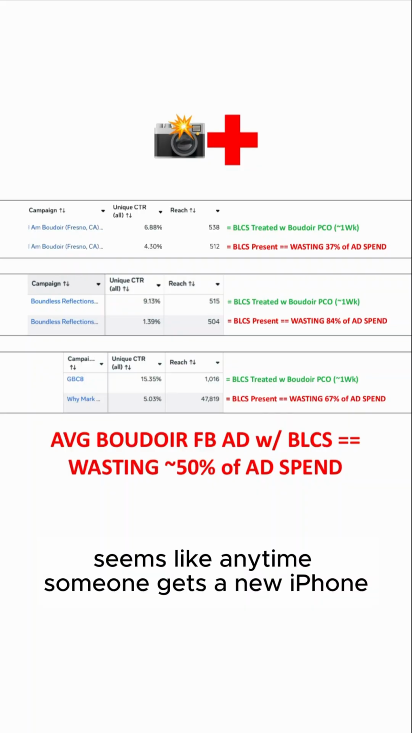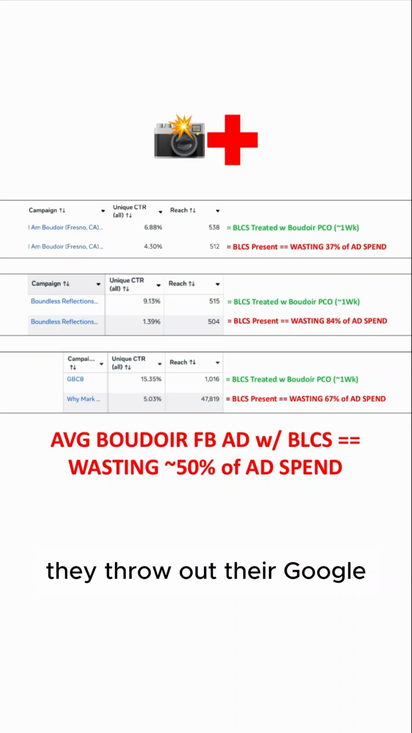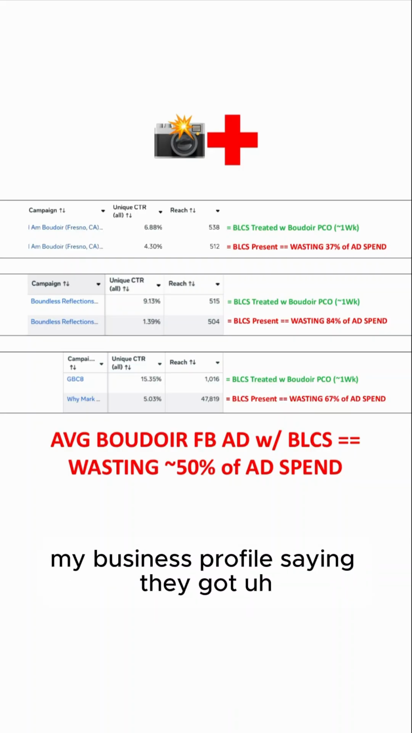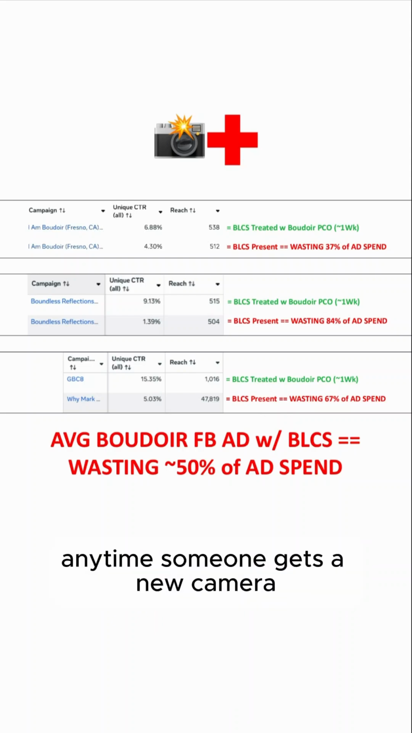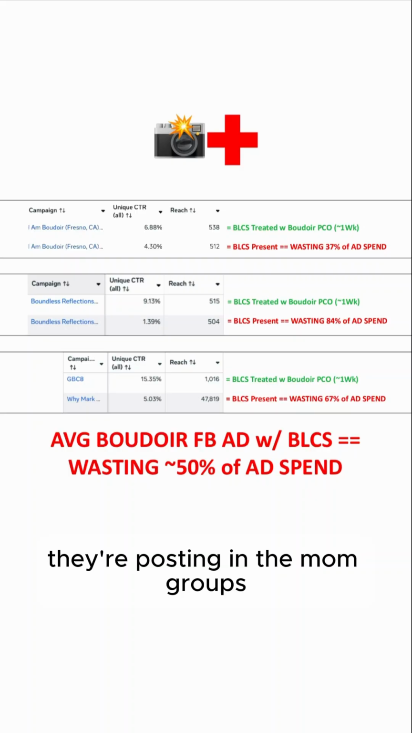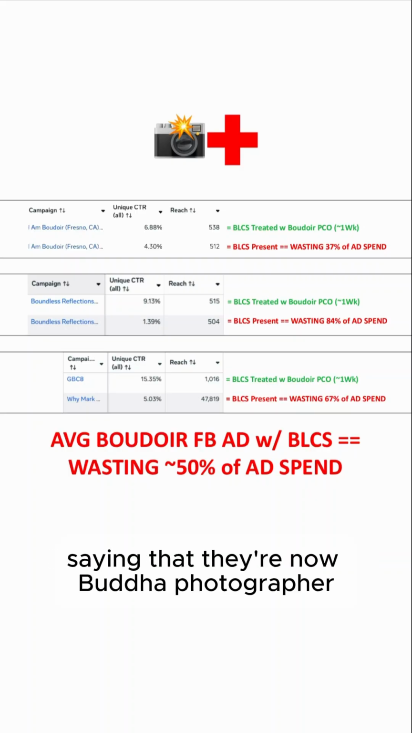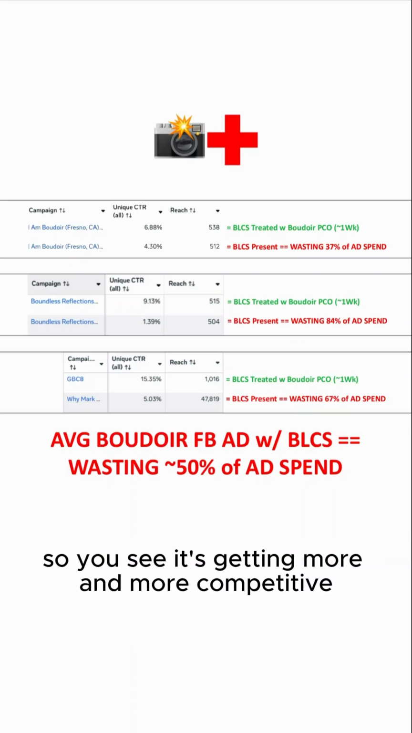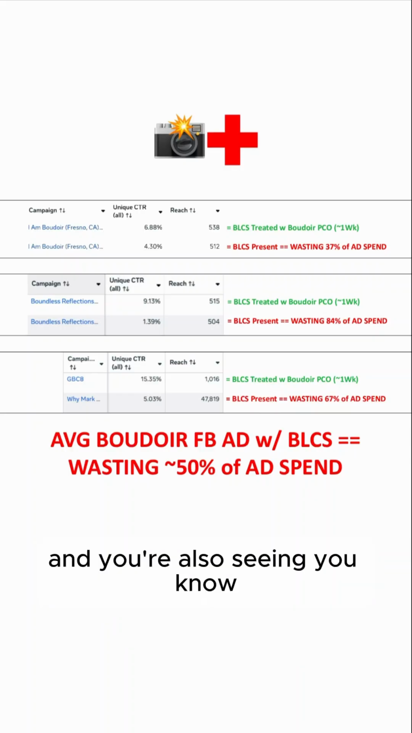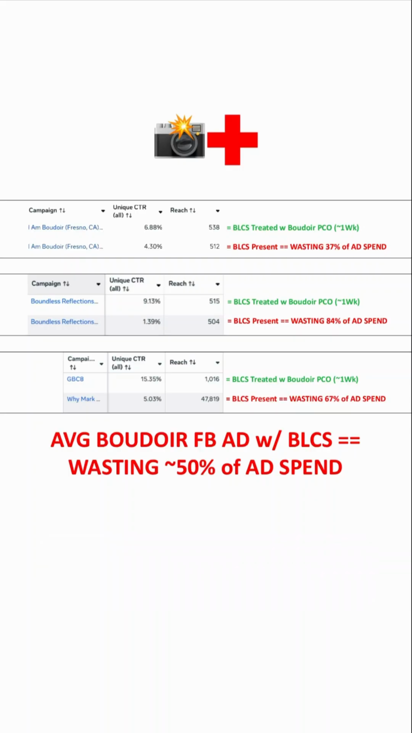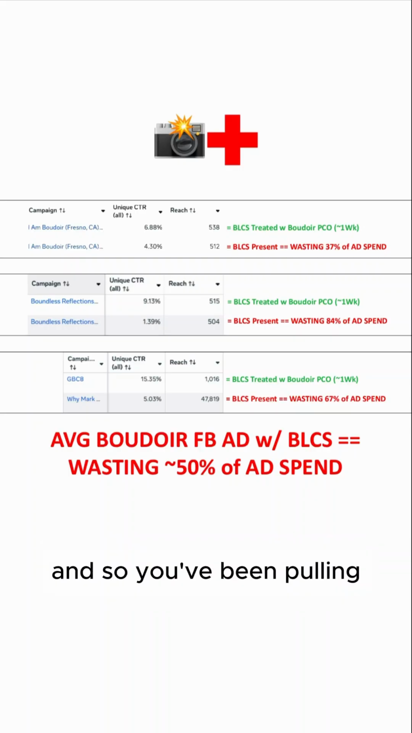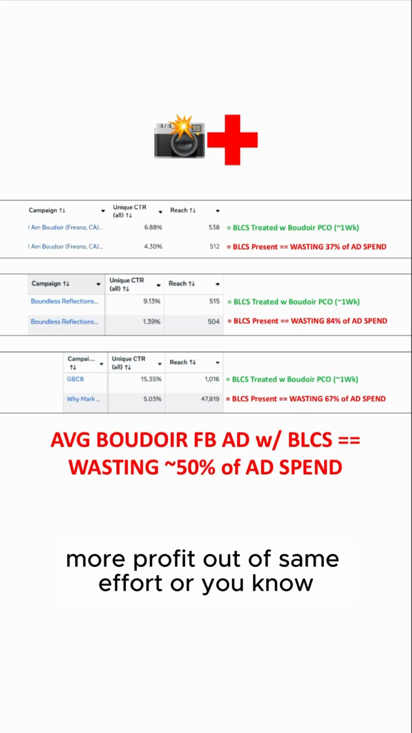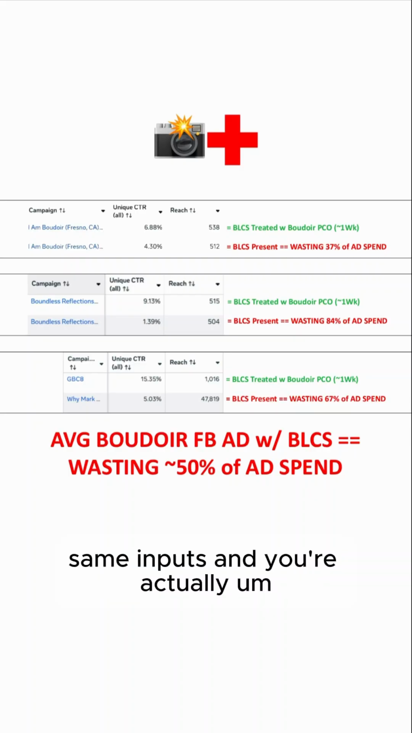Seems like anytime someone gets a new iPhone, they throw up their Google My Business profile saying they're now a boudoir photographer. And anytime someone gets a new camera, they're posting in the mom group saying they're now a boudoir photographer and offering sessions. So you see it's getting more and more competitive. And you're also seeing more inflation, cost of living going up. And so you've been optimizing other parts of the business, pulling more profit out of the same effort, or the same inputs.